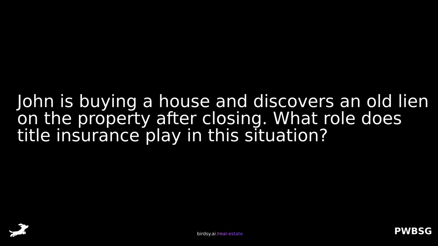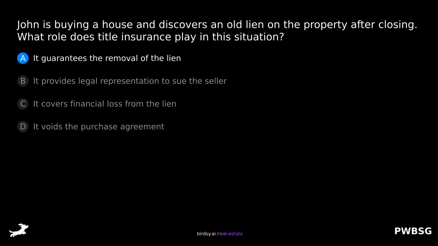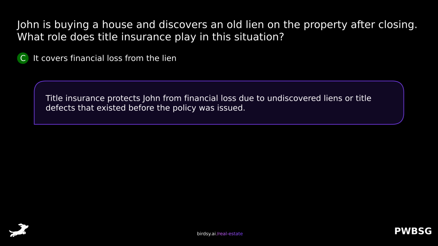John is buying a house and discovers an old lien on the property after closing. What role does title insurance play in this situation? Is it A, it guarantees the removal of the lien, B, it provides legal representation to sue the seller, C, it covers financial loss from the lien, or D, it voids the purchase agreement? The answer is C, it covers financial loss from the lien. Title insurance protects John from financial loss due to undiscovered liens or title defects that existed before the policy was issued.